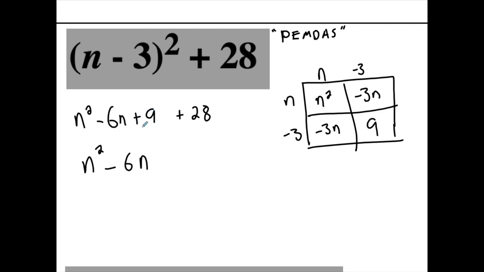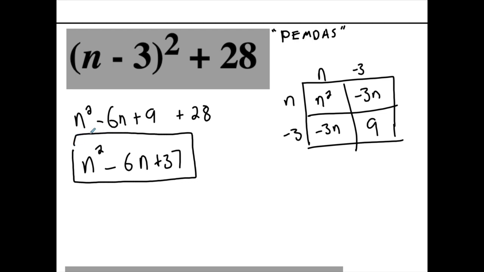Got my 9 and my n stuck together there. N squared minus 6n, and the 9 plus the 28 gets me 37, and now it is in standard form.